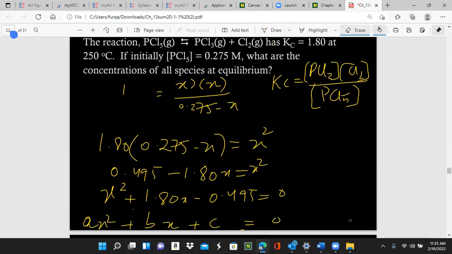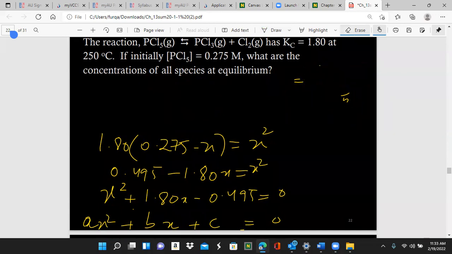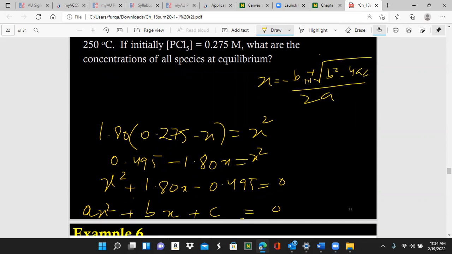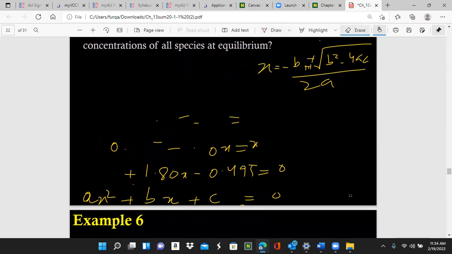So then where is the quadratic equation? It is here that we're going to use. We're going to use only the plus version of the equation, which is x equals minus b plus minus the square root of b squared minus 4ac, over 2a. We will not work with the minus because there is no negative concentration, right? We are working with concentration, so we're going to go with the positive one only.